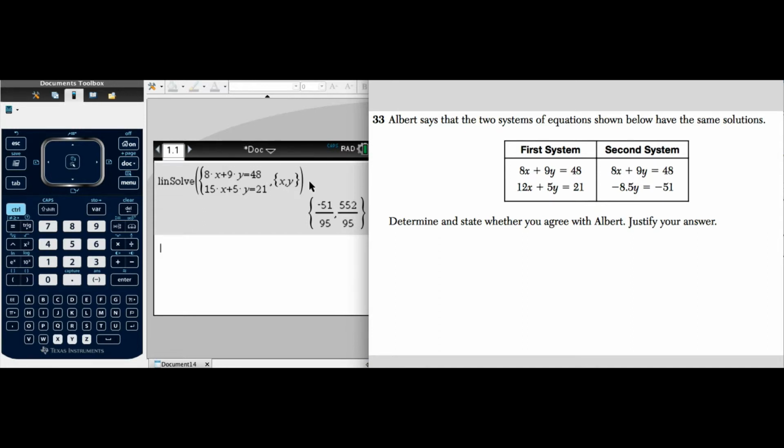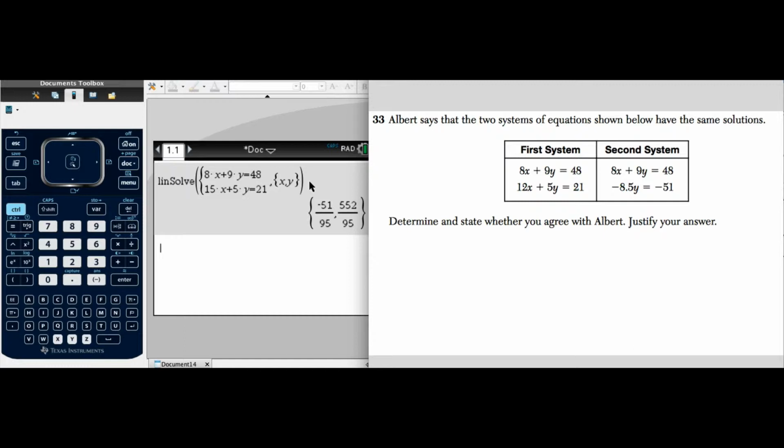We're continuing the series of screencast videos going over the June 2015 Algebra Regents and seeing how we can solve some of these problems using the TI-Nspire CX calculator, or handheld as they call it. It says, Albert says that the two systems of equations shown below have the same solutions. Determine and state whether you agree with Albert.